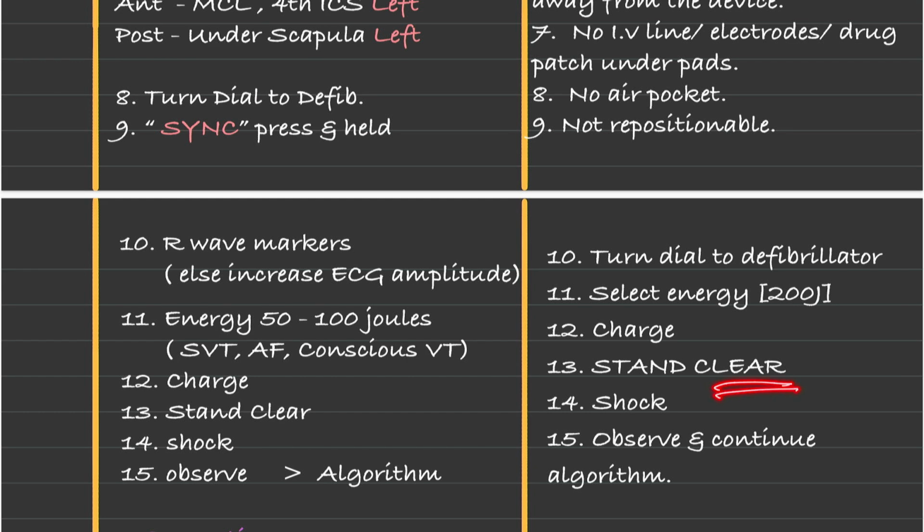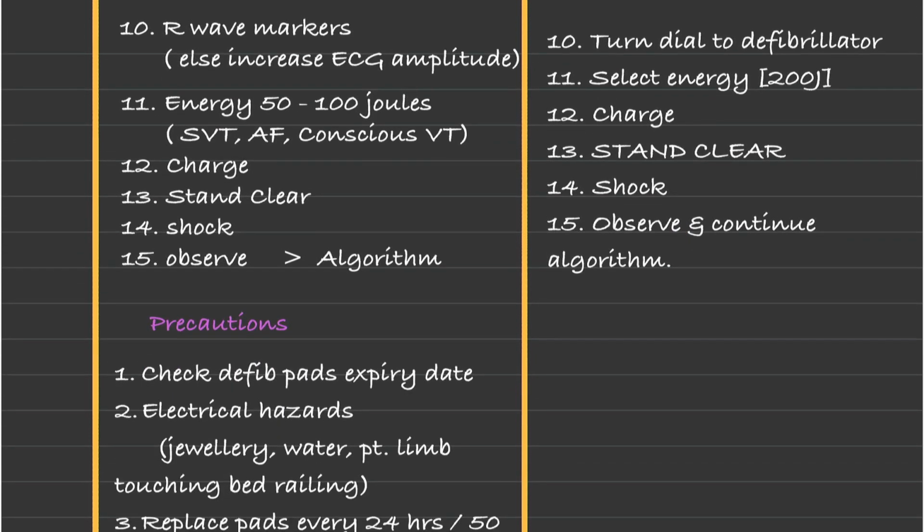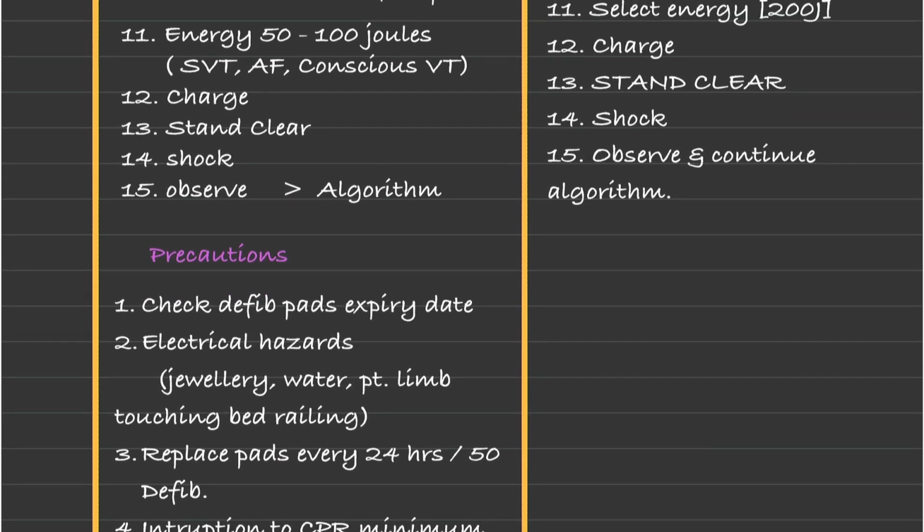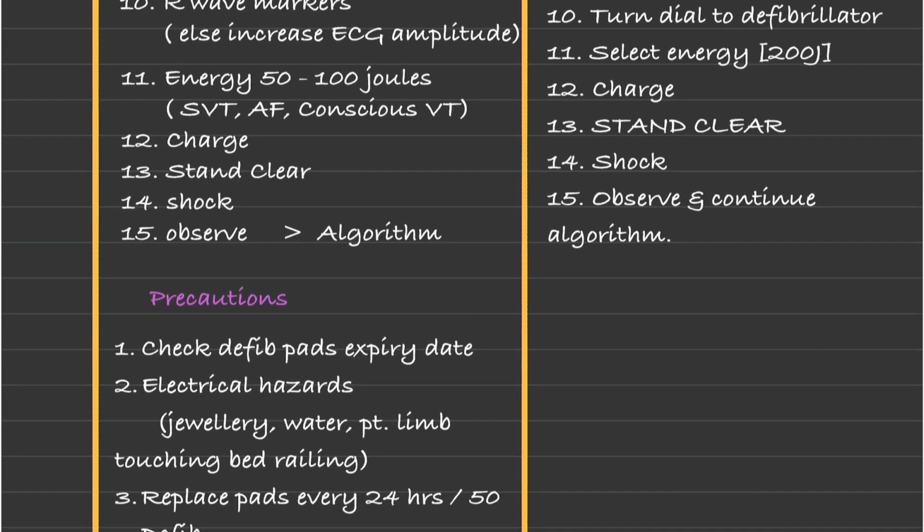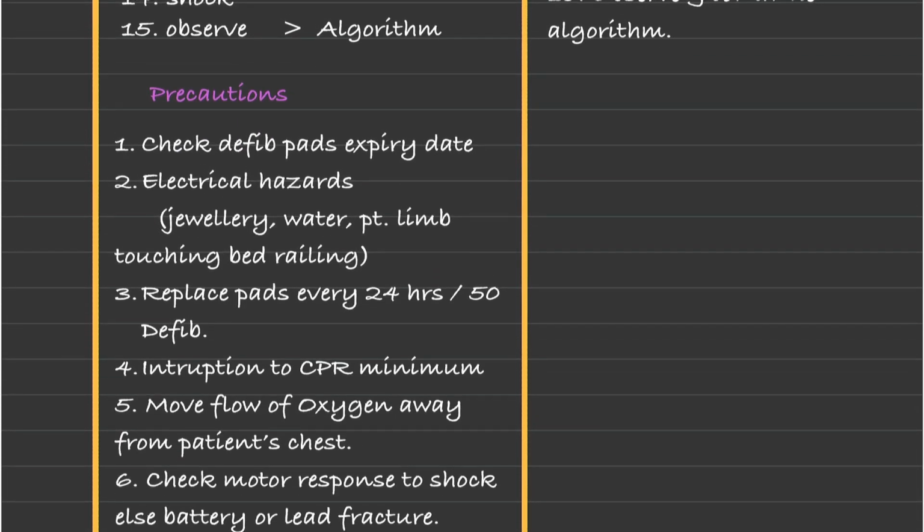We have to make sure that everyone is clear. We have to announce, I clear, you clear, everyone clear, and then deliver the shock by pressing the button, and we have to observe the ECG rhythm and continue the algorithm as per the rhythm. So, this was the procedure of cardioversion and defibrillation.